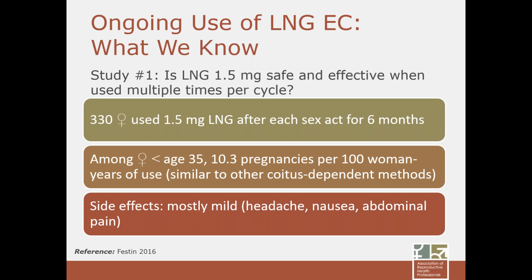Amongst the most fertile subsample, which would be those younger than age 35, there were 10.3 pregnancies per 100 woman-years of use. And this rate is similar to other coitus-dependent methods. Side effects, luckily, were generally mild and tolerable. They included headache, nausea, and abdominal pain. Keep in mind, this was a single-arm study with a small sample size and without a control group. It was really designed as a proof of concept study to explore the feasibility of this type of contraception.